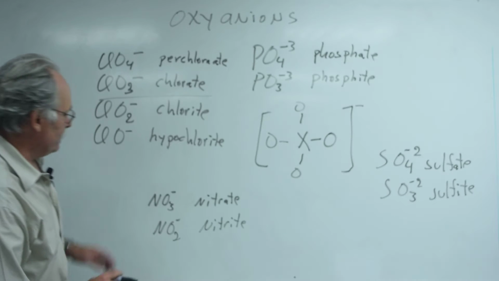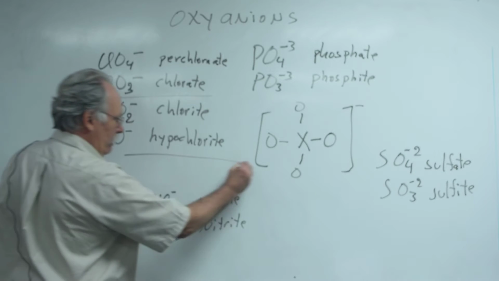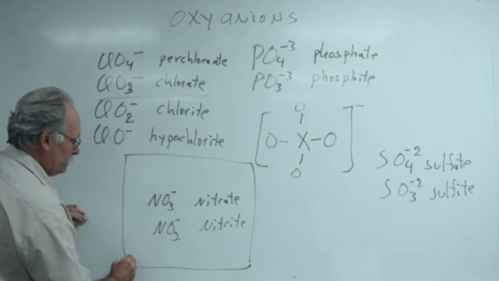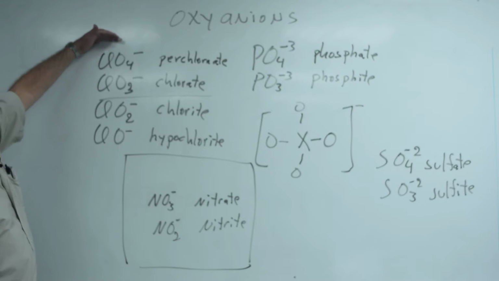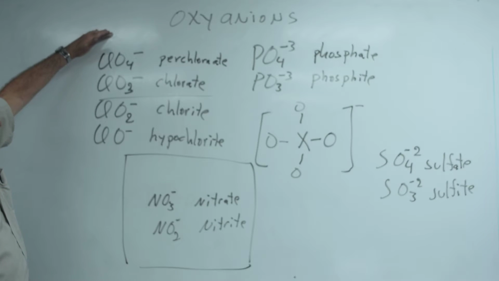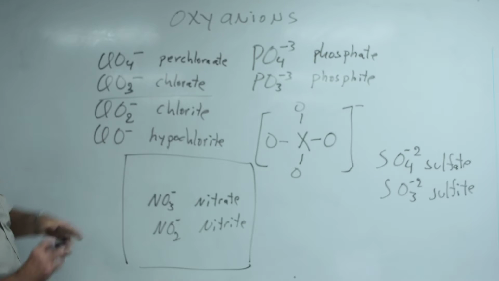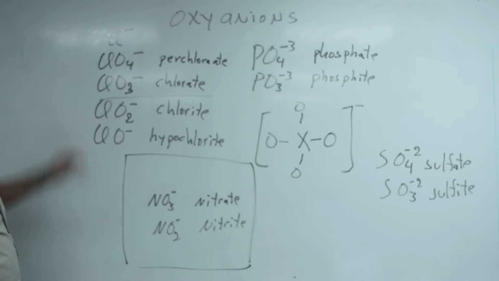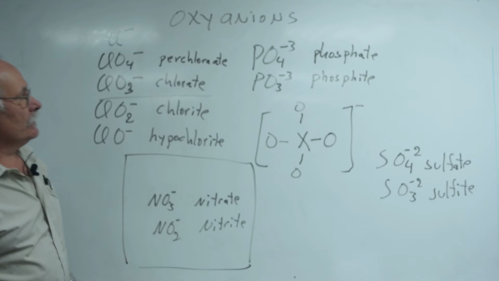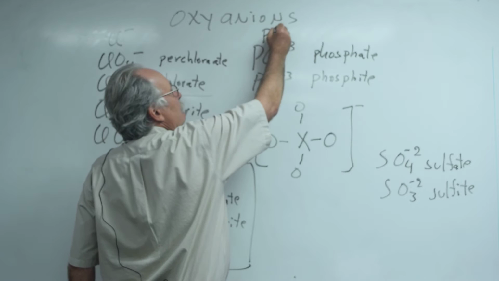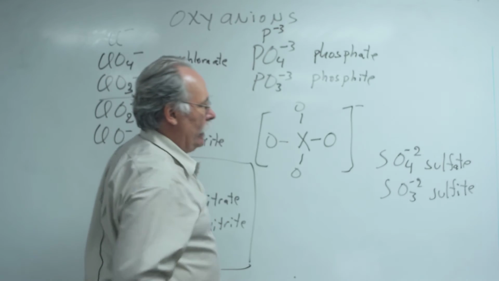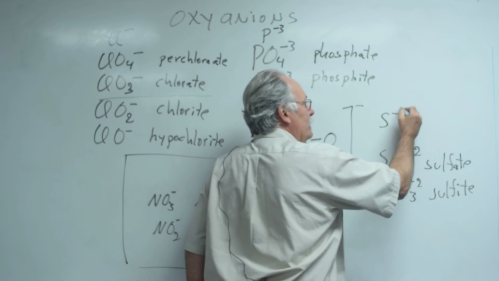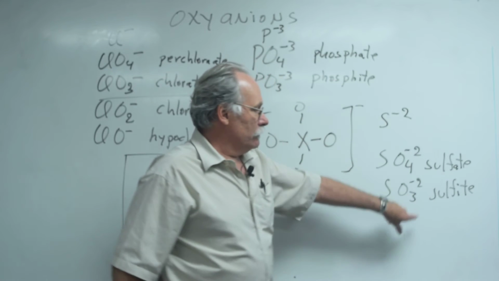Now, with the exception of nitrogen, this is the exception, the charge of the binary ion, the monatomic ion, is the same as the oxyanion. So chloride is -1, therefore all the oxyanions of chlorine are -1. Phosphide is -3, so these are -3. Sulfide is -2, so these are -2.